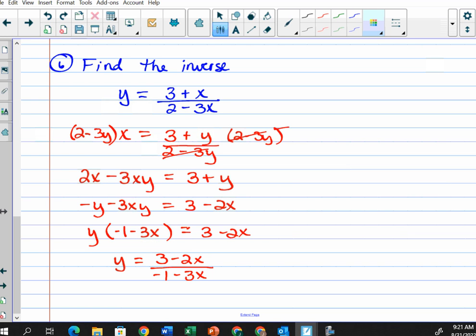And again, if you have completely opposite signs, that's fine, you did it right. And since this is the inverse, technically we'd say inverse of y equals that, okay? You don't do that all the way through, just your answer at the end. I started with y instead of f of x, so you're right.